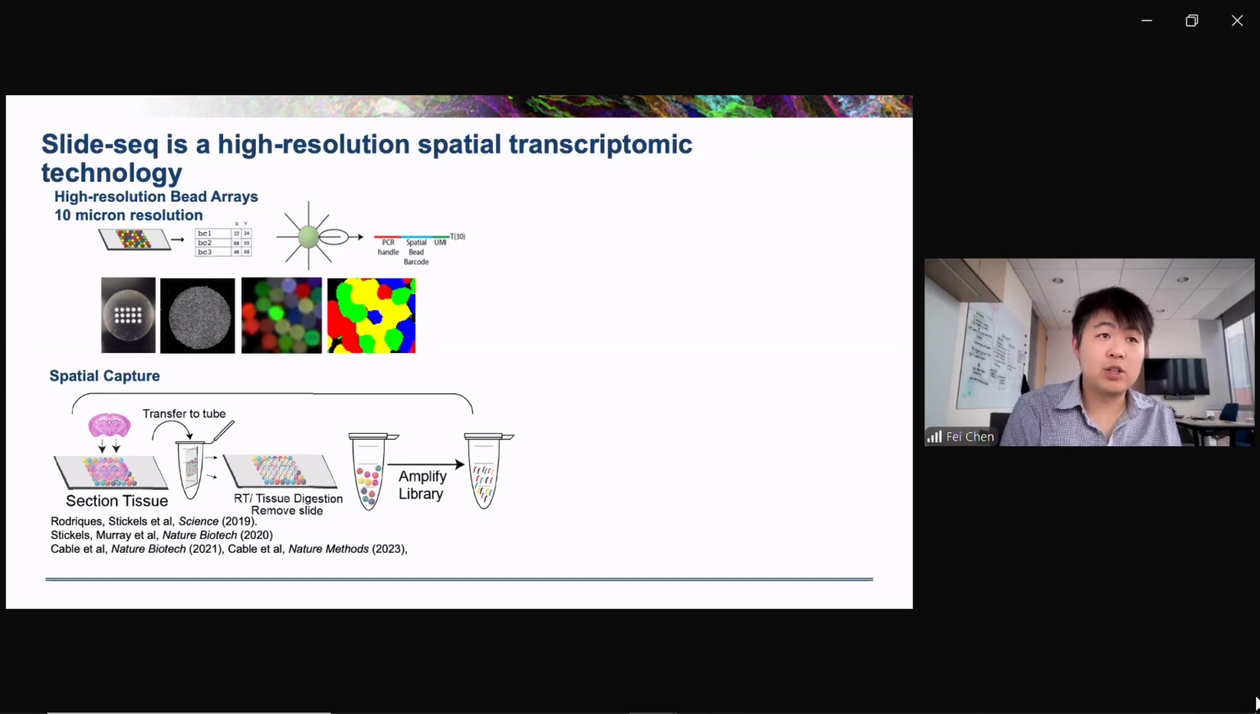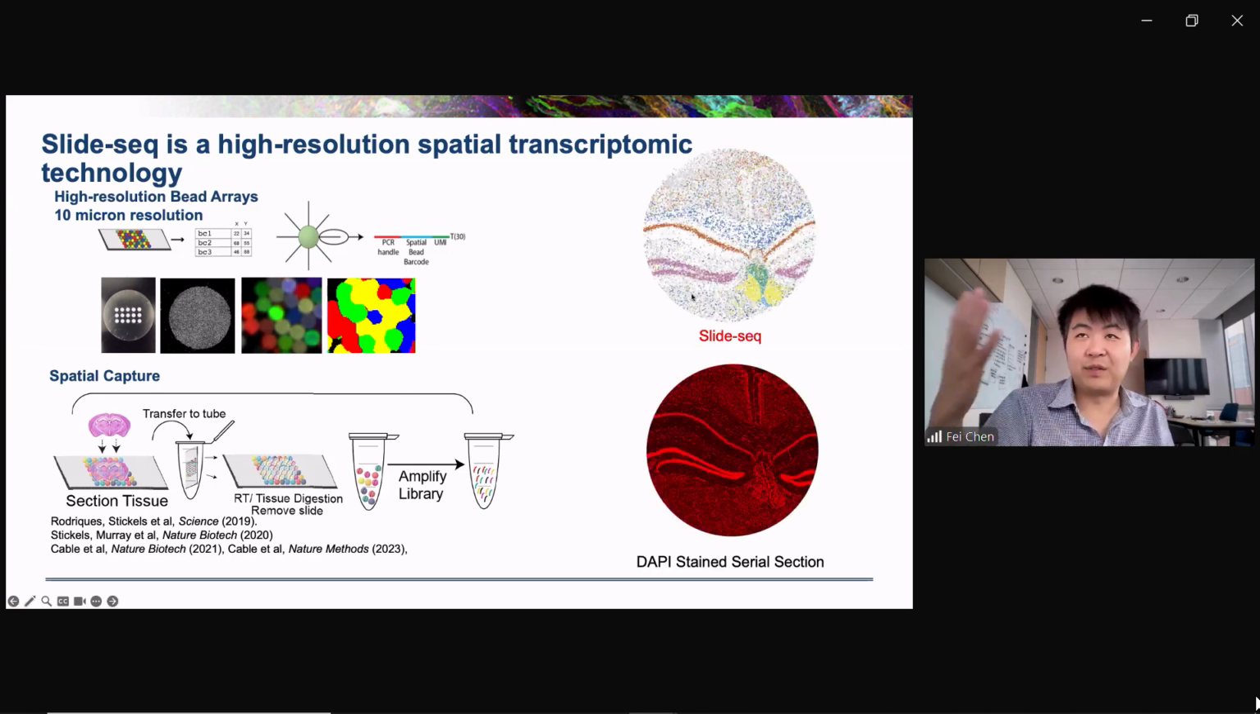Subsequently, it was commercialized, and now I think there's quite a number of technologies that allow you to do this array-based spatial capture of mRNA. This is actually one of the first experiments that we ever did with Slide-seq, where here is a mouse hippocampus. The colors represent clusters of cell types as defined by their transcriptome on these beads. And then here's an adjacent serial section showing the histology and DAPI. And you can see that now we can assign molecular identities to these types of cells.